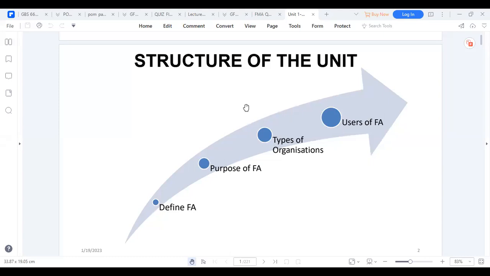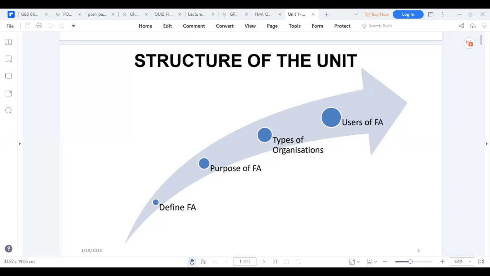Welcome to Financial Accounting, Unit 1. In this unit, we're going to look at the basics and the introduction to financial accounting. Then we'll have review questions based on what I'm going to teach.